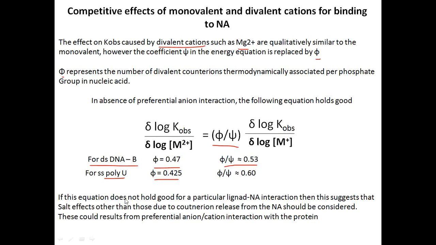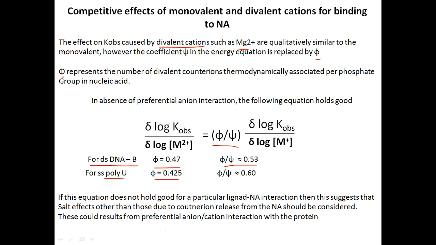Then this suggests that the salt effects other than those due to counter-ion release from the nucleic acid should be considered. That is, if this equation is not holding good for a particular nucleic acid interaction with a ligand, that means the salt concentration is not affecting the interactions of the ligand with the DNA. But apart from electrostatic interaction, there is some other kind of interaction which is causing the binding of the ligand to DNA. So the kind of interaction of the ligand to DNA can also be understood from this relation, right?